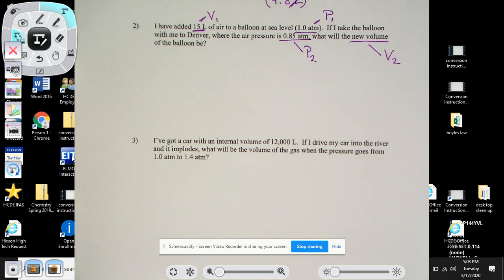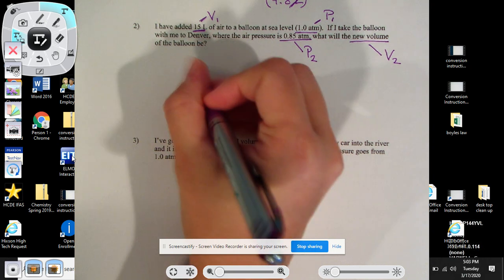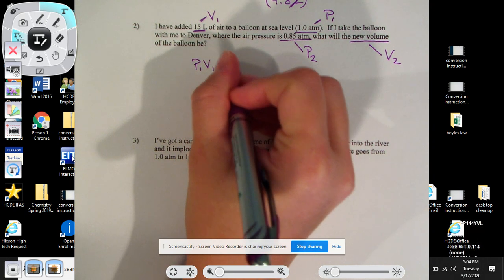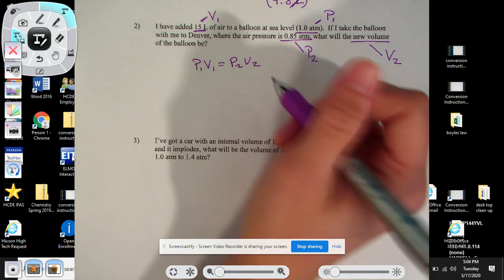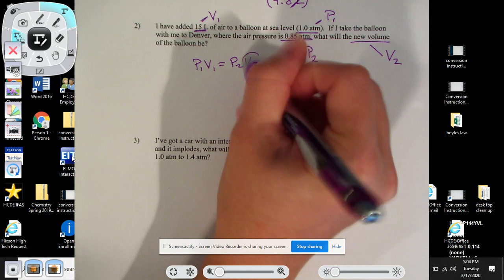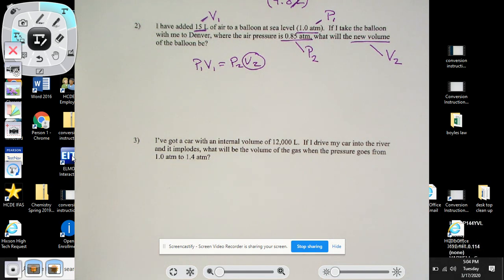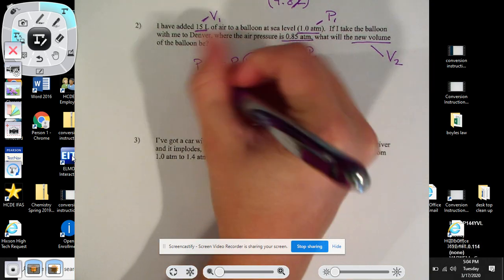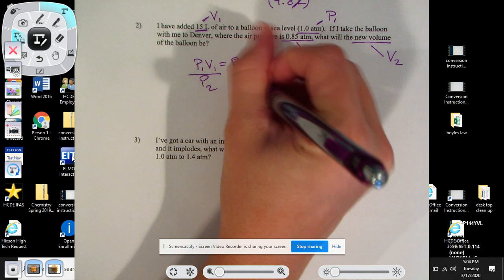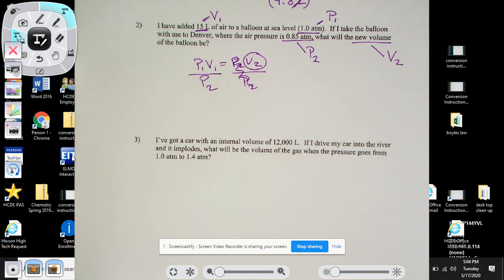Okay, if you look at all of these, volumes in liters, pressures in atmospheres, there's nothing for me to change, so I get to work without doing any conversions. You still have the same formula, P1 V1 equals P2 V2. Well, no, I'm going to make you do the thing again. Circle what you're looking for, which is V2. They're multiplied, so we're going to divide by P2. We're going to divide by what's not circled. Those are going to cancel. So V2 equals P1 V1 divided by P2.